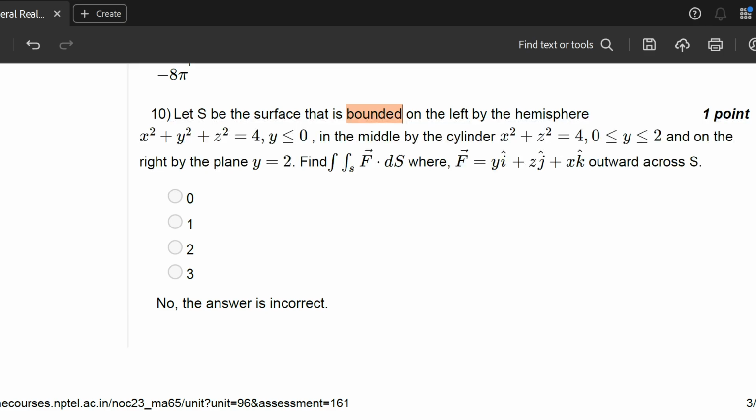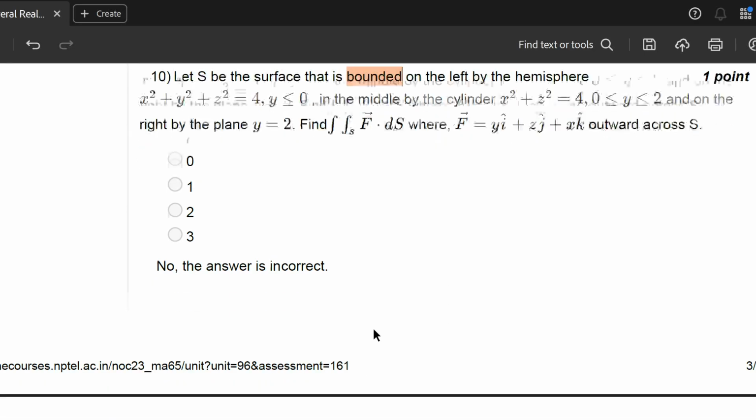But if you want to find it by the surface integral formula, using the surface integral limits, you have to do many more things. But just using the trick that the surface is bounded, you can convert it to a volume integral and apply Gauss divergence theorem. So the answer is 0 because my divergence is 0. So this is my last problem.